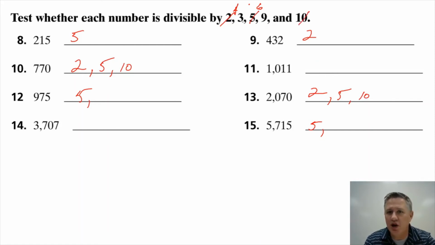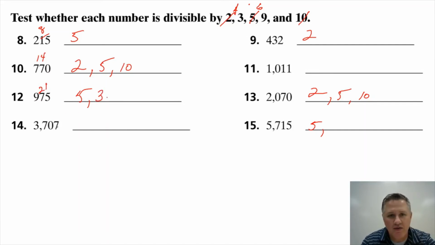Now, let's try 3 and 9. All right, I'm going to do the sum. 2, 3, 3 plus 5 is 8. The sum there is 8. 3 doesn't go in either of those. 7 plus 7 plus 0 is 14. 3 doesn't go in either of those. 9 plus 7 is 16. 16 plus 5 is 21. So 3 can go into that, but not 9.